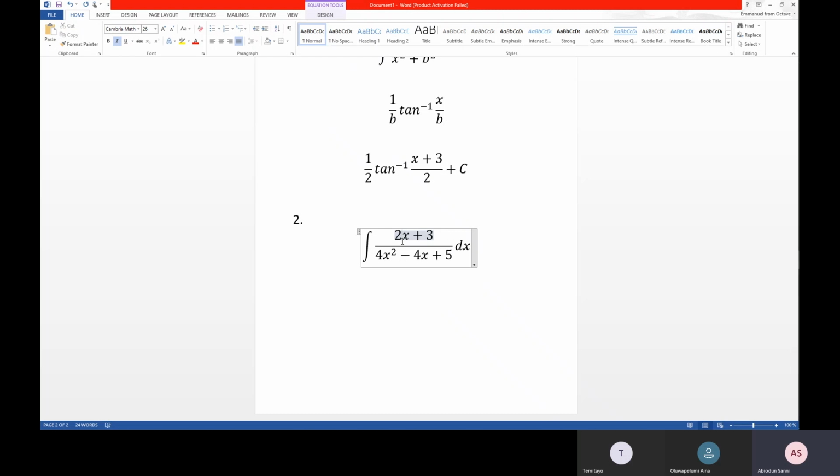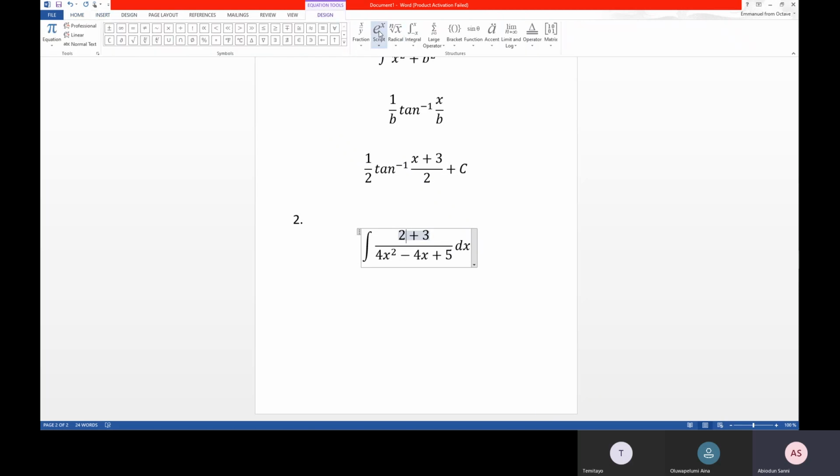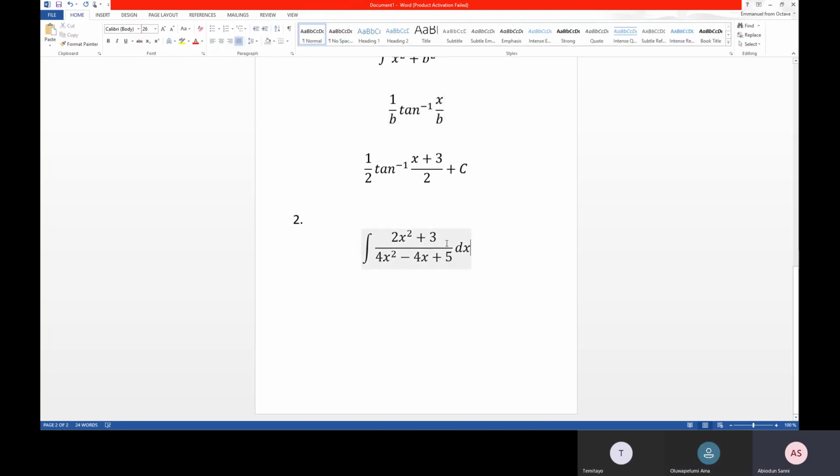Let me tweak it so that you can see how we can apply that. Do you understand? Let me remove this and I'll put 2x squared here. Now, in this case, the degree of the numerator is greater or equal to that of the denominator. So in this case, I have to do long division.